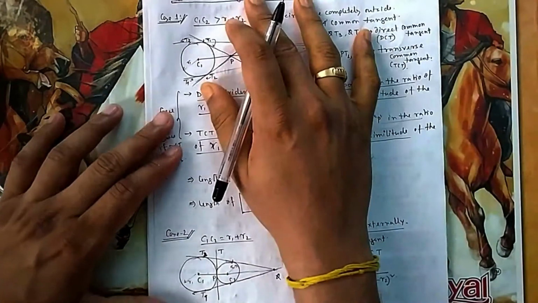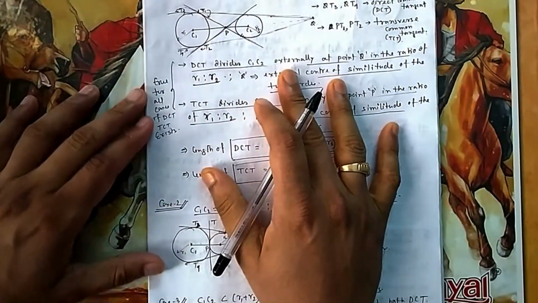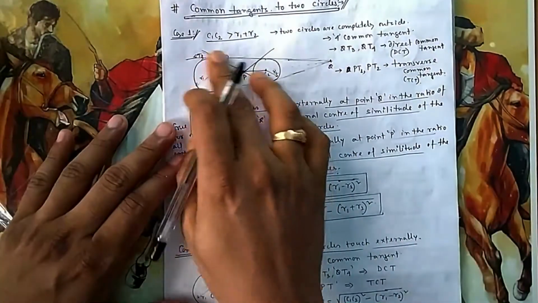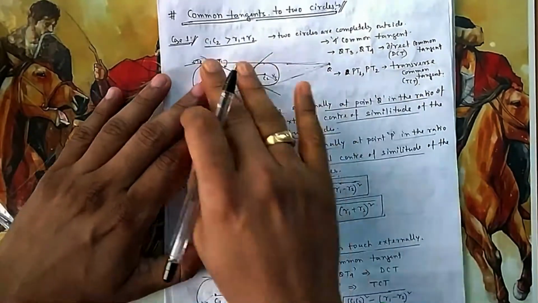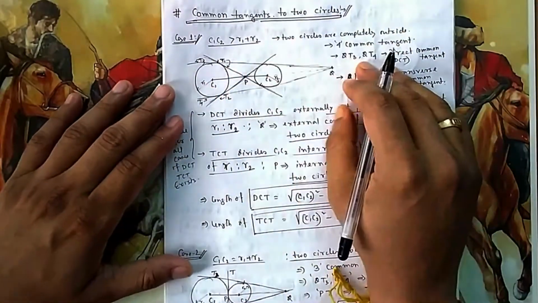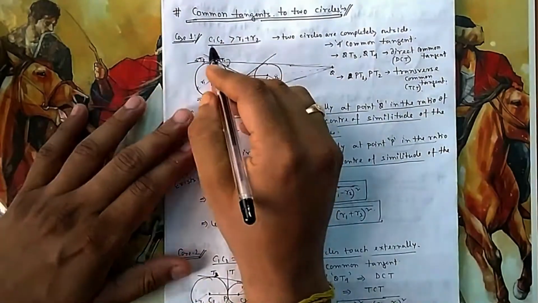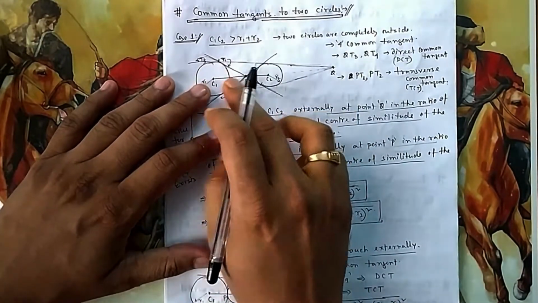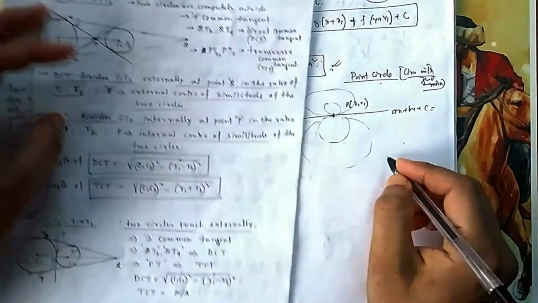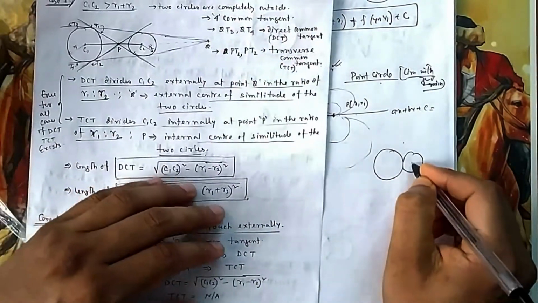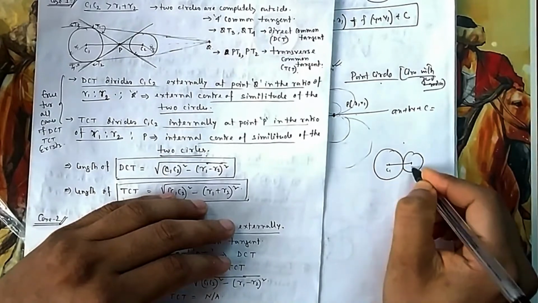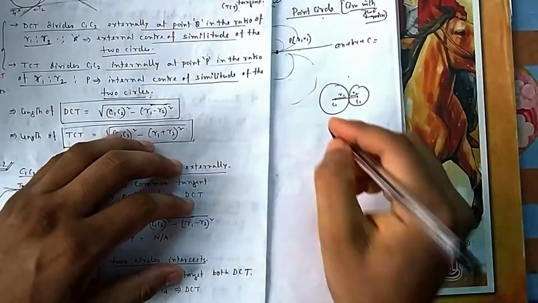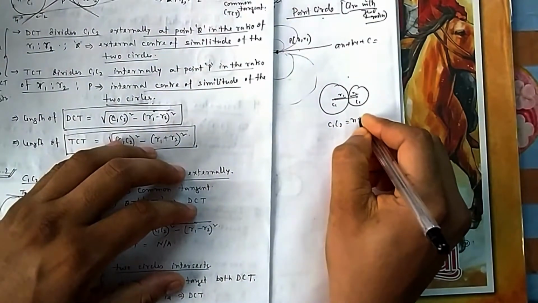If you have 2 circles, there are lots of cases possible, so we will discuss them one by one. Suppose case 1: 2 circles are completely outside, not touching each other. This condition is satisfied when C1C2, the distance between the centers, is greater than R1 plus R2, because if it is equal, then they touch each other. If C1C2 is equal to R1 plus R2, then they will touch each other.